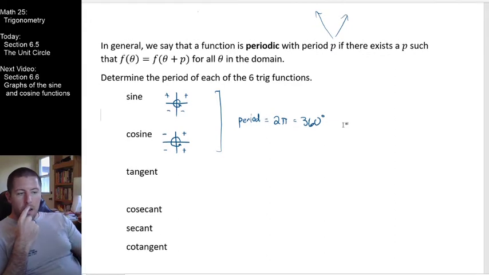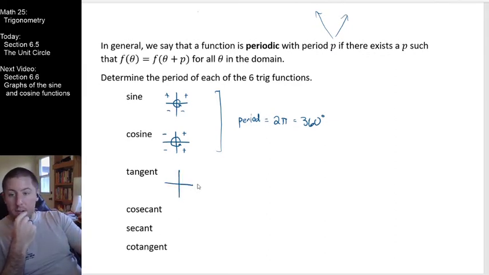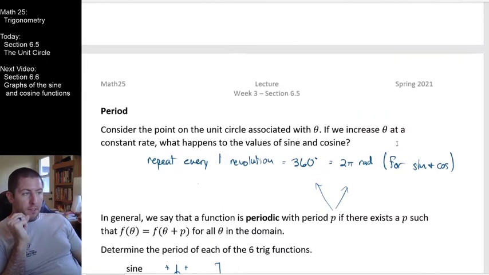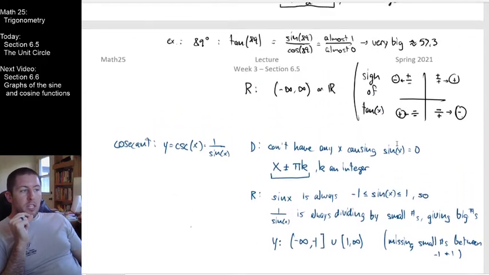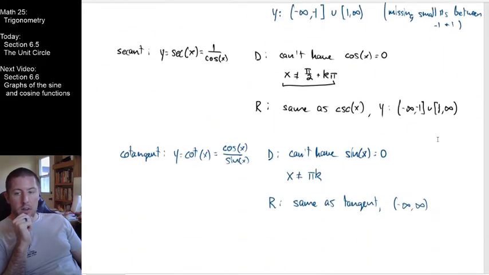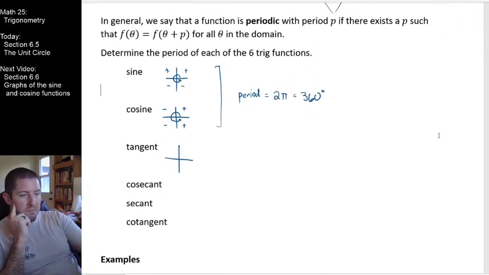The reason I'm drawing our little positive negative quadrants here is because tangent is different. We saw a second ago, and I'm going to scroll back up for this, that because tangent is sine over cosine, we can see the signs of tangent go positive, negative across our 4 quadrants. I'm going to copy that down over here.